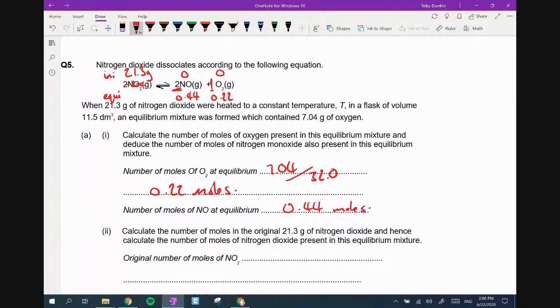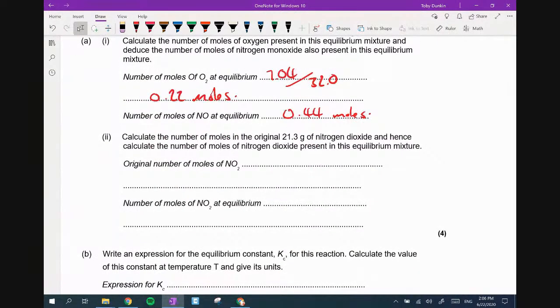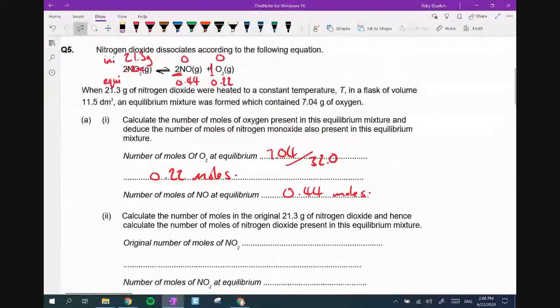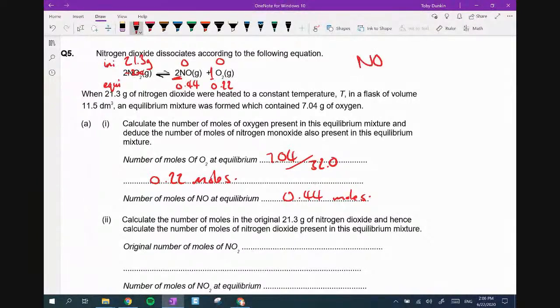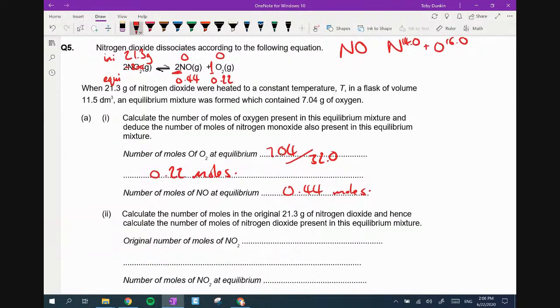Next, calculate the number of moles in the original, and hence calculate the number of moles present in the equilibrium mixture. So we've got to work out its Mr, because it's grams over Mr. Nitrogen is 14.0 plus oxygen at 16.0, which gives us 30. Nice and easy. So the number of moles original is 21.3 divided by 30.0, which gives me 0.71 moles at, no, that's initial.